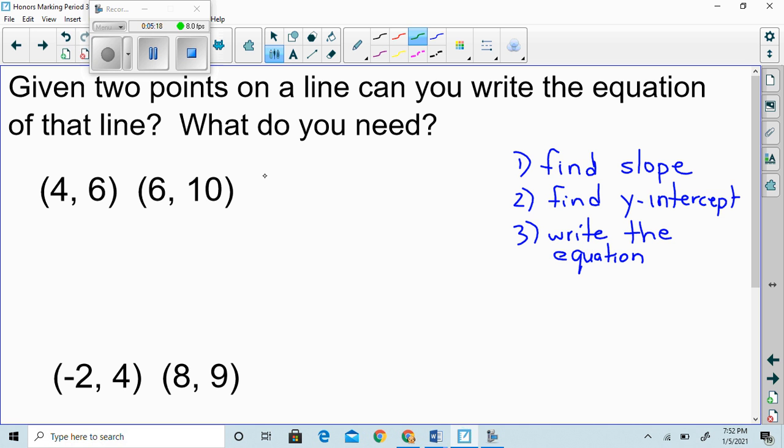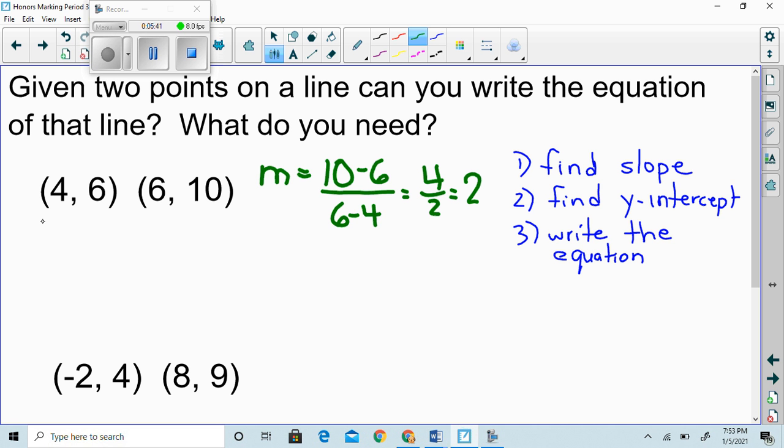Our slope formula, if you recall, m is equal to change in y over change in x. Let's simplify. We get a slope of 2. Now we have a choice. We can use the first point or the second point.